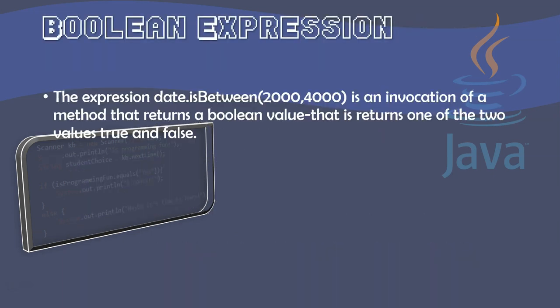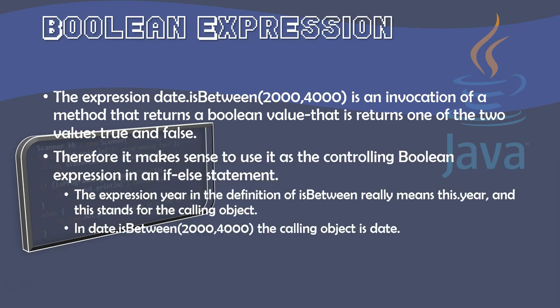With our Boolean expressions, if we look particularly at how we're using these in our code, for example, date.isBetween(2000, 4000), this is an invocation of that Boolean method. We have a method that is returning either true or false based upon the values that we're passing into it. Therefore, it makes sense to use it as the controlling Boolean expression in that if-else statement. The expression year in the definition of isBetween really means, of course, this.year. And this, if you remember, stands for the calling object. So in date.isBetween(2000, 4000), the calling object in this case is date.